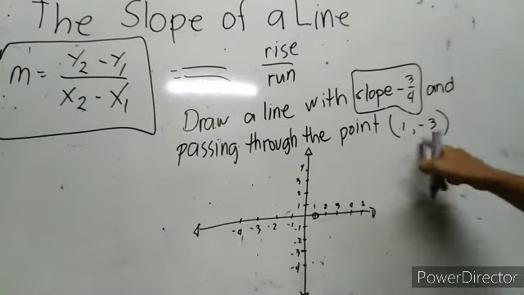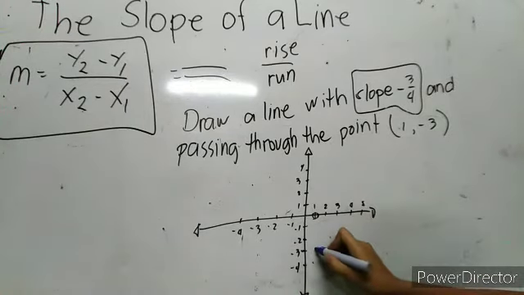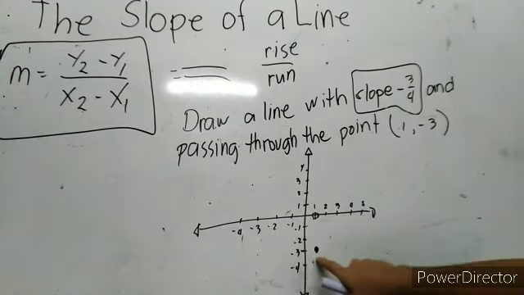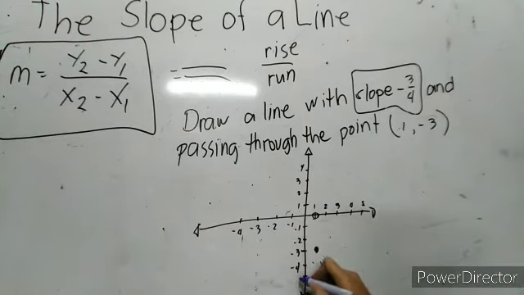Okay, so negative 3. There is negative 3. Meaning, this is our starting point. That is negative 3, then positive 1. Okay? Next.